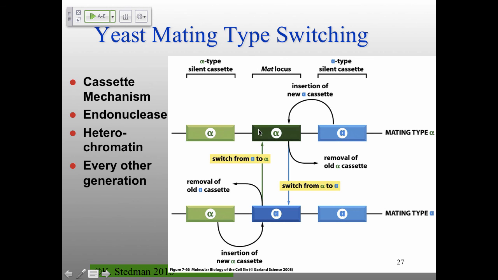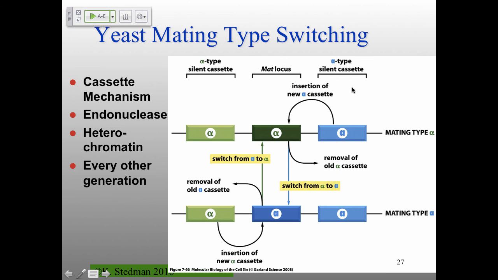You have cutting by an endonuclease at this site, and homologous recombination from one of these silent cassettes, because there's homology at either end here. So this switch is literally a homologous recombination event that happens because of the endonuclease activity. So that's how you get the switching.